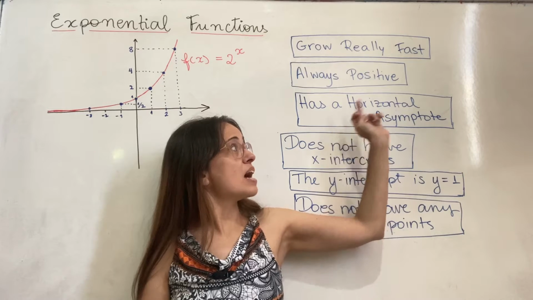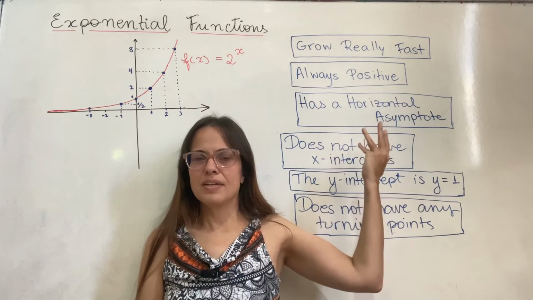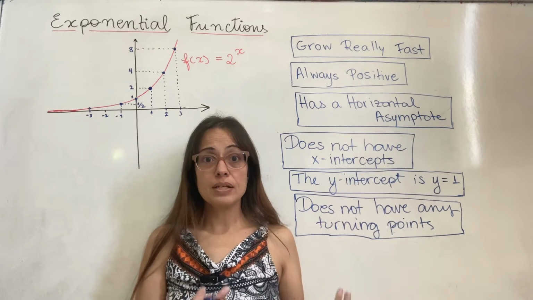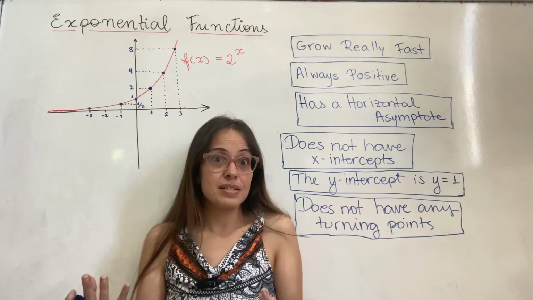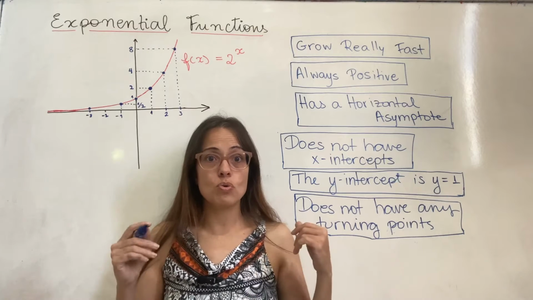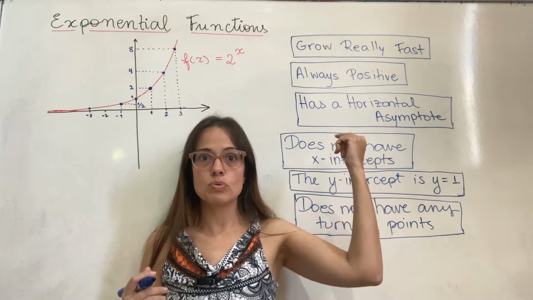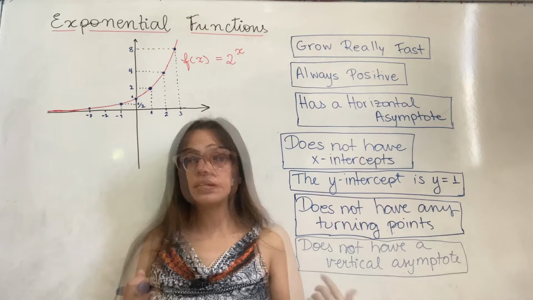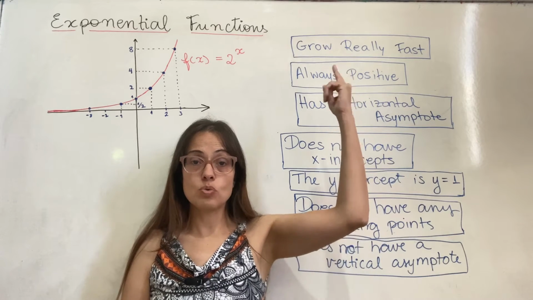And to be really complete, I should also mention that it doesn't have a vertical asymptote, because I did mention here that it has a horizontal asymptote. So you could guess that such a thing as a vertical asymptote also exists, right? And in fact, if you have already studied rational functions, you know that it does exist, and the rational function has both, but this one doesn't. So as important as saying that it has a horizontal asymptote, it's also to say that it doesn't have a vertical asymptote.